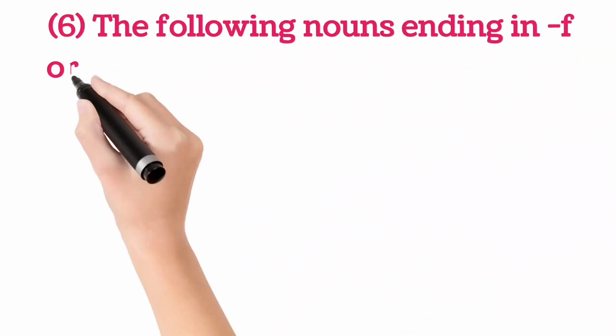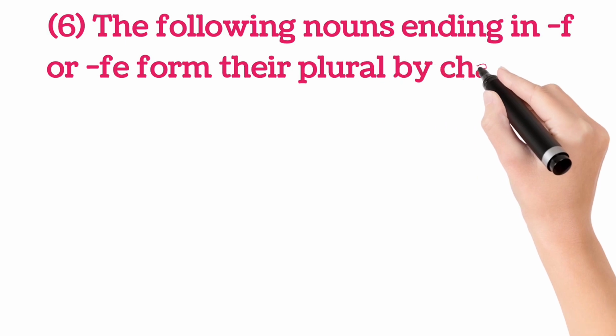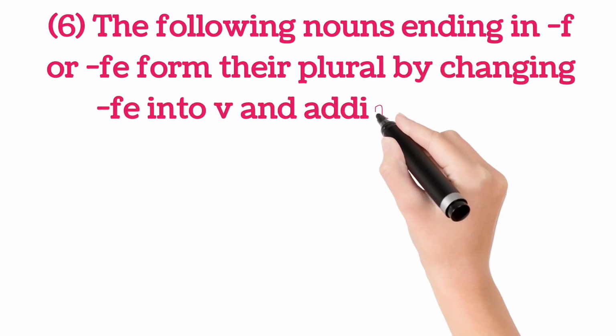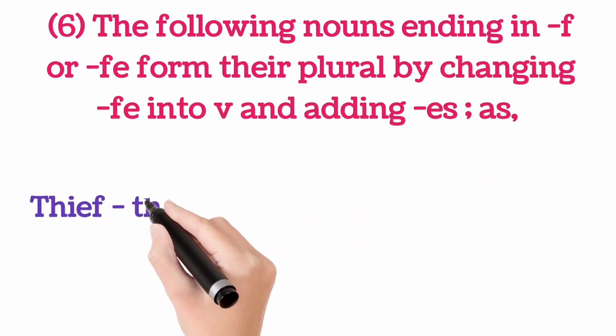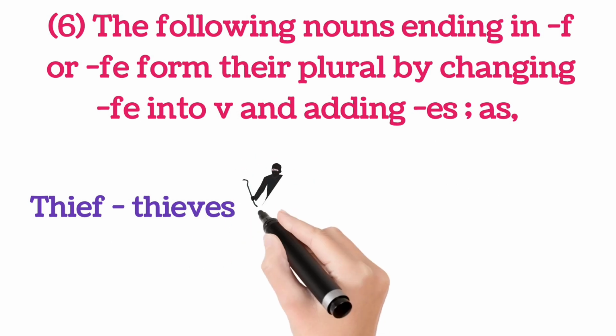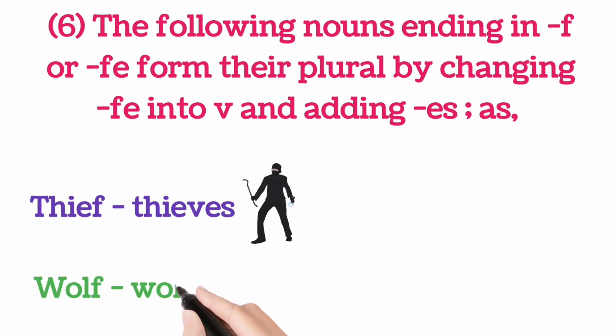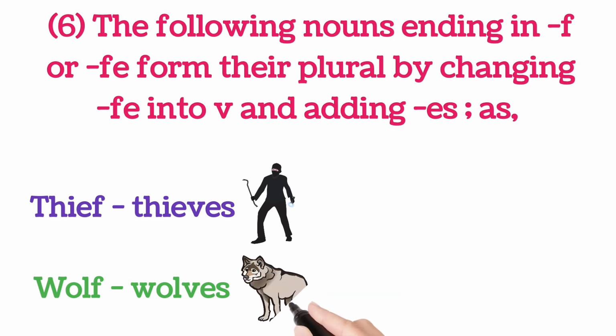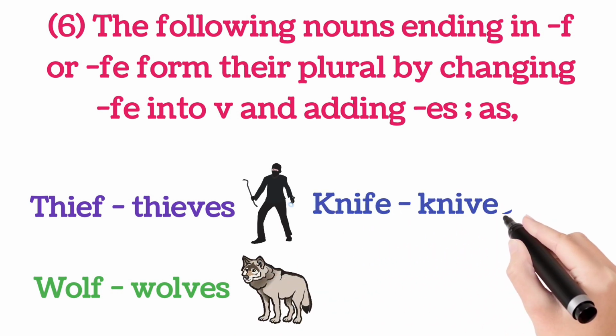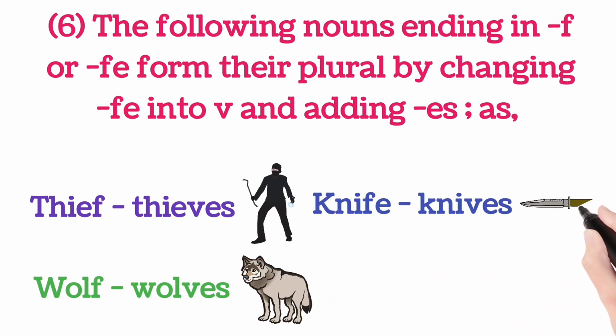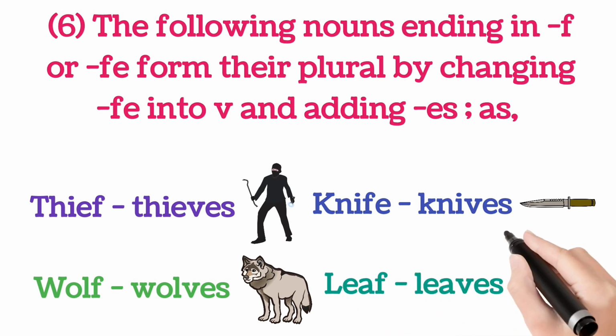The following nouns ending in f or fe form their plural by changing f or fe into v and adding es. As thief, thieves. Wolf, wolves. Knife, knives. And leaf, leaves.